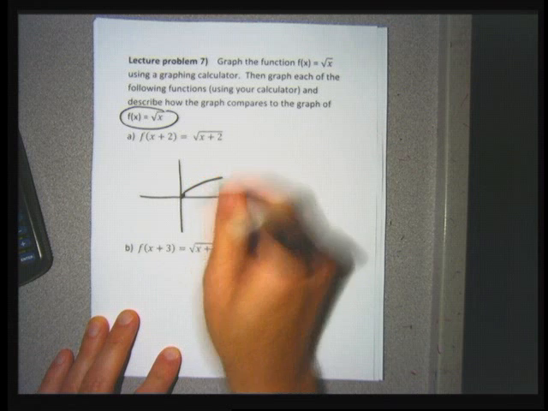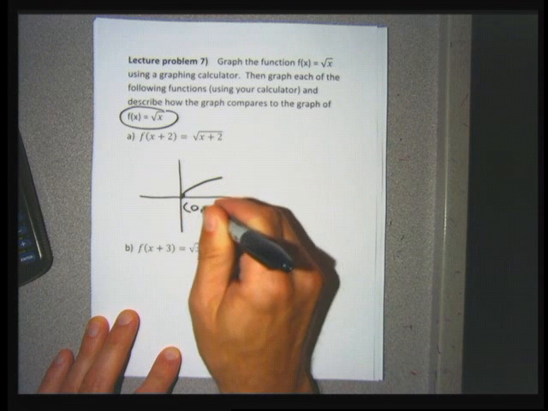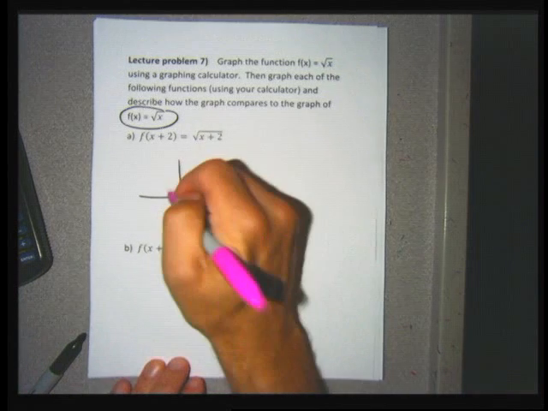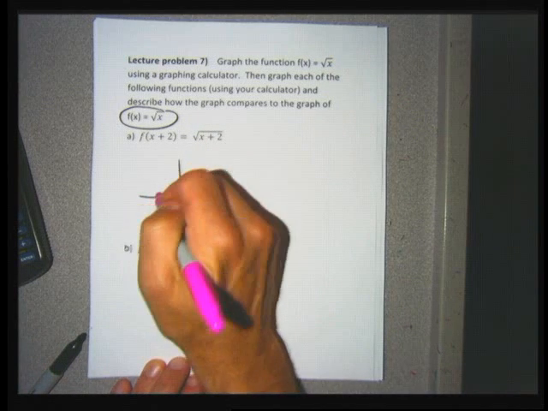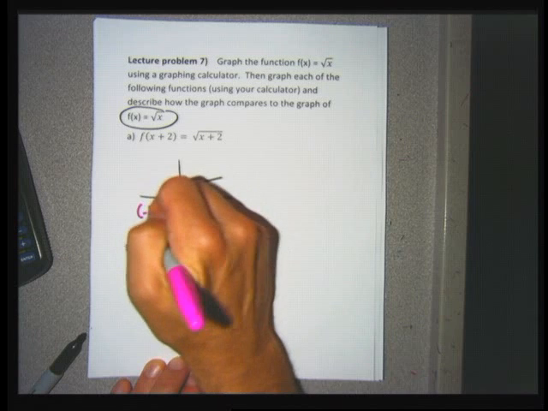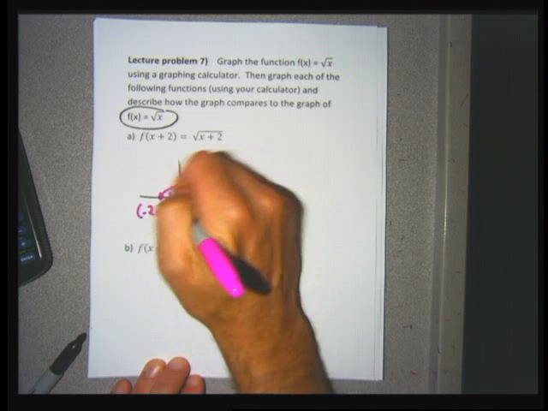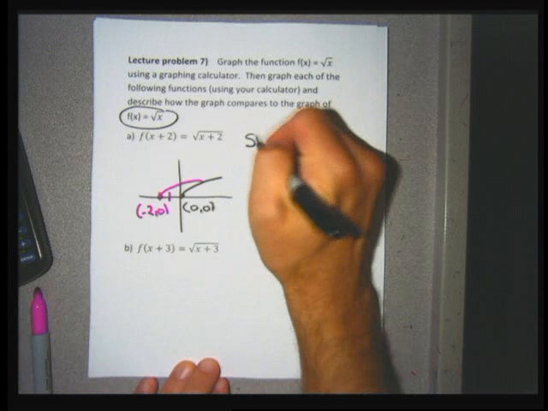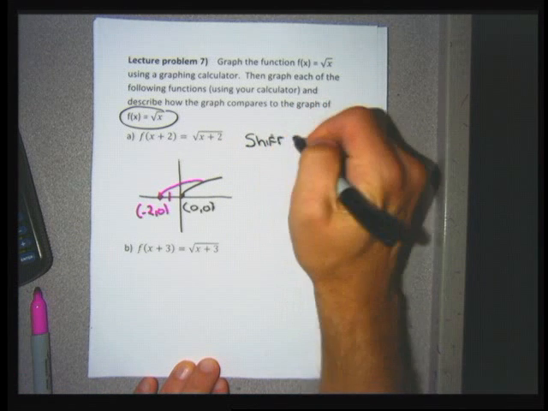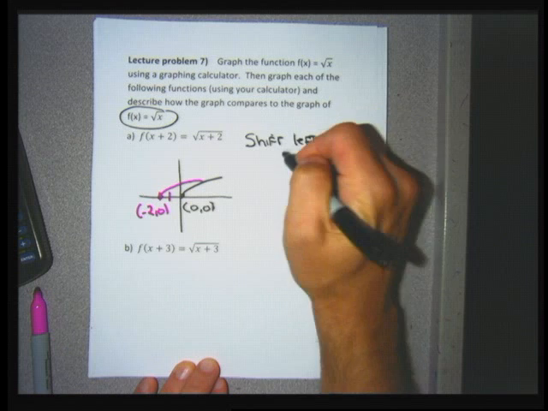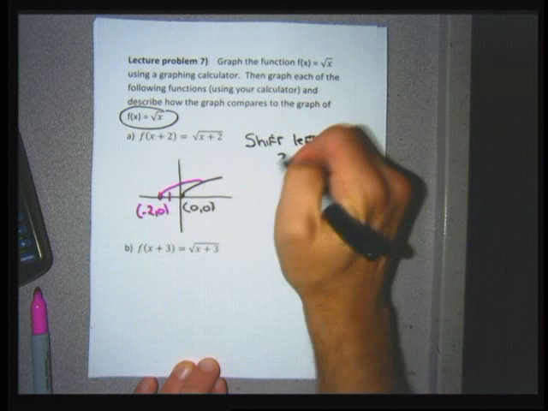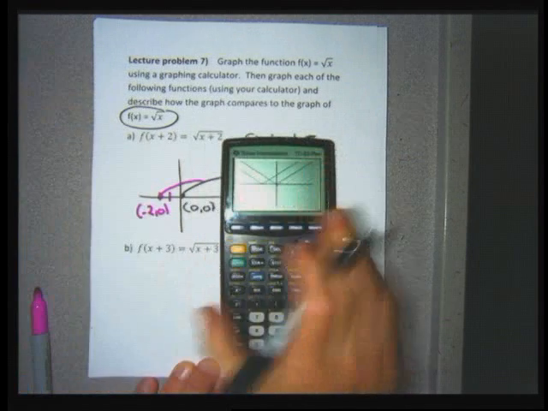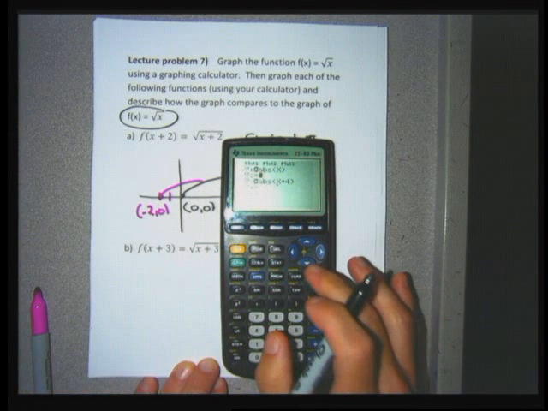The square root of x is just half a parabola on its side, and putting a plus sign under the radical has the effect of dragging the function over 2 to the left. So this is going to be the same shape as the square root of x, but it's going to be shifted to the left 2 units. And I'll graph those both on my calculator so you can see them.